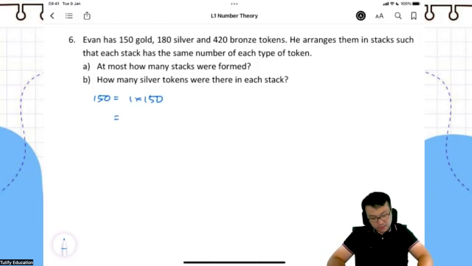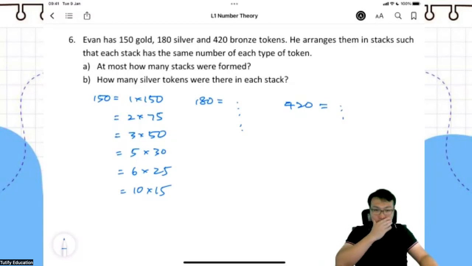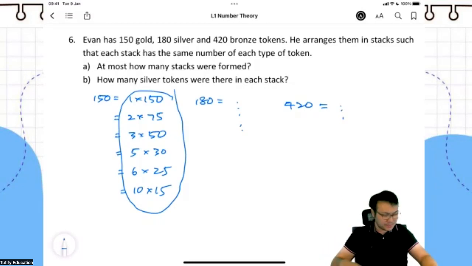150, right? 2 times this, 3 times this, 4 times, cannot. 5 times this, 6 times this, 7 cannot, 8 cannot, 9 cannot, 10. Okay, so you might want to do this, and then you're going to do this, and then you're going to do this. Now it's going to waste a lot of time, because you're going to write a lot of steps, okay?